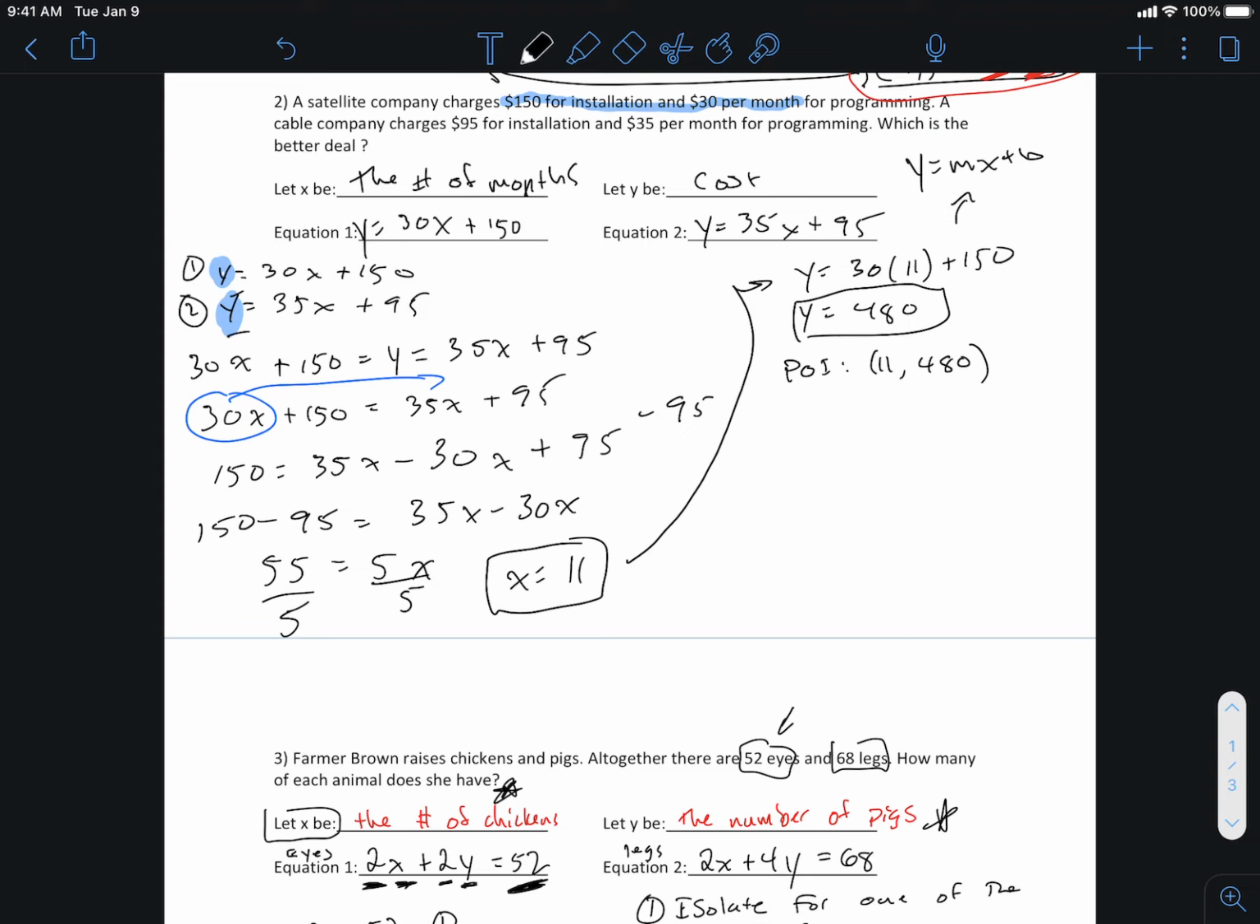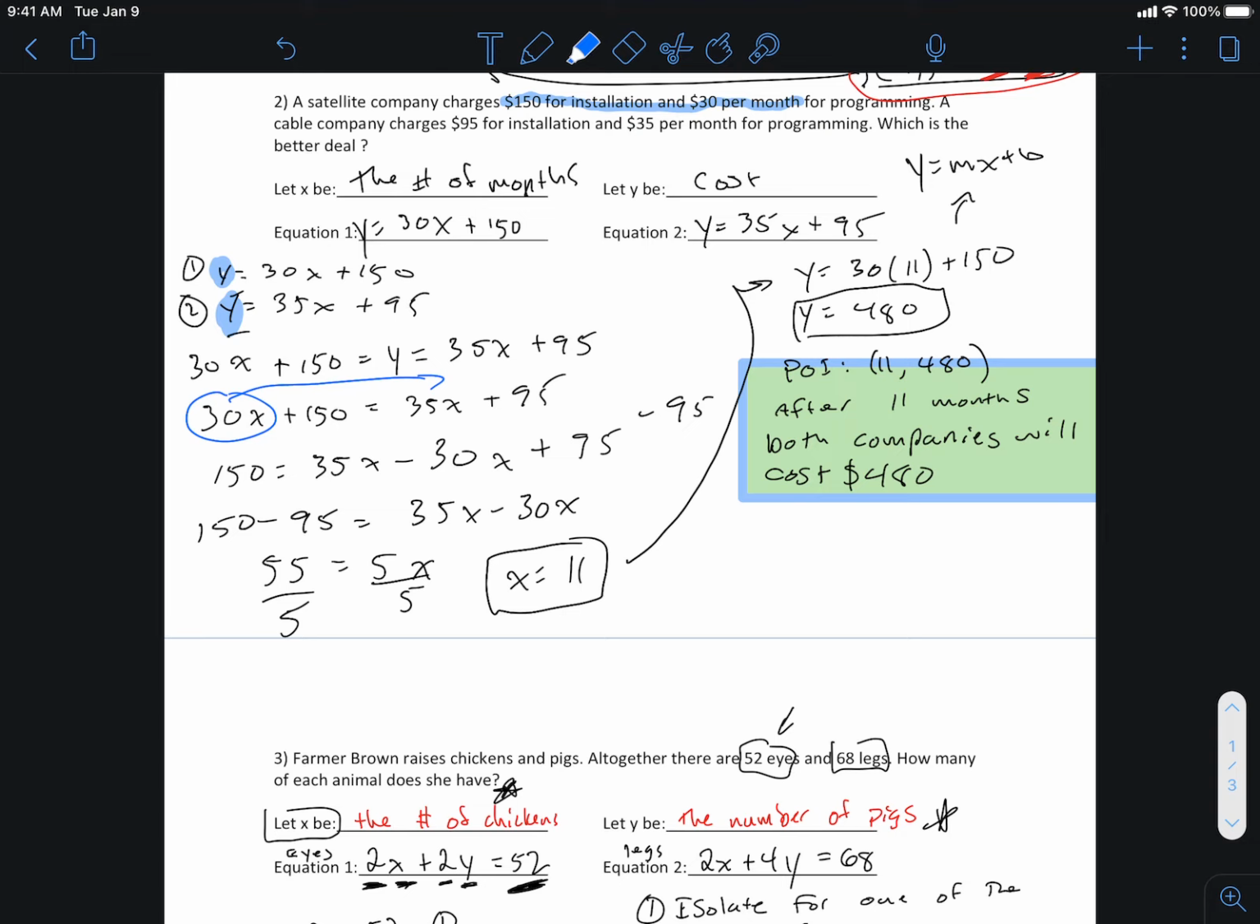What that means is, after 11 months, both companies will cost $480. Okay. This is an important summary that you're going to make for these questions. You're going to state this point of intersection, right? And then you're going to use it to answer where they are the same price, and after how long.